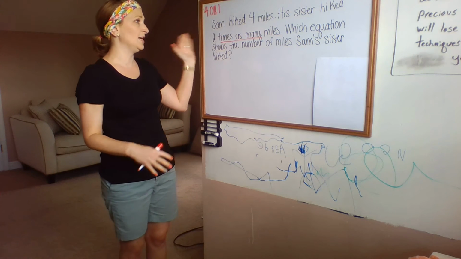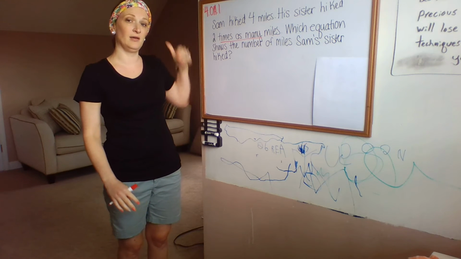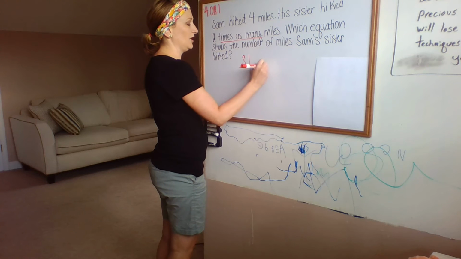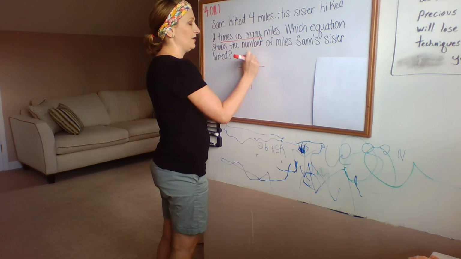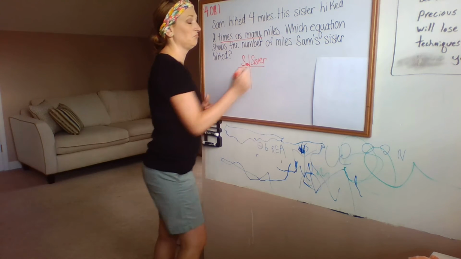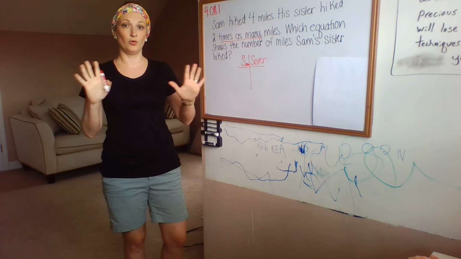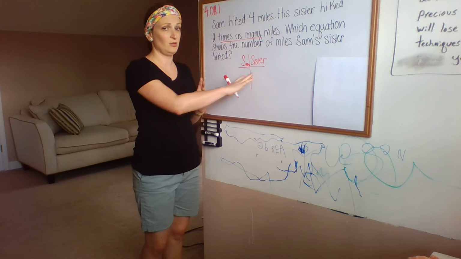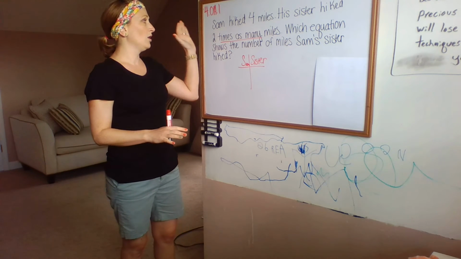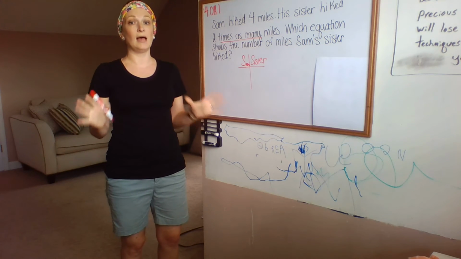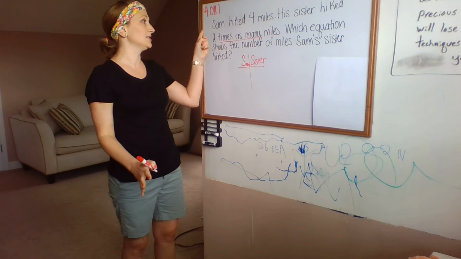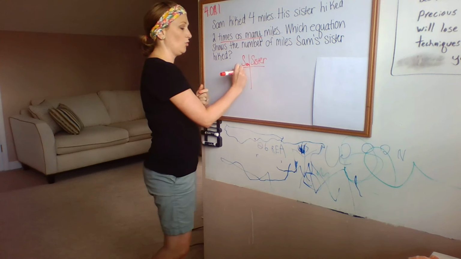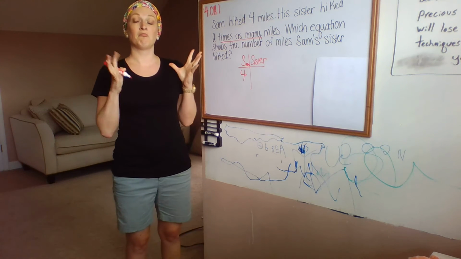So we hear times as many, and we have one person, Sam, and then Sam's sister. So we're going to set up a chart. We have Sam, and then we have sister. What do we have? What are we working with? It's not always 2. Sometimes your comparisons are between 3 or 4. So what do we know? Who has the amount? In this case, it's Sam that has the amount. So we know what his number is. So we go ahead and put a 4 in here.